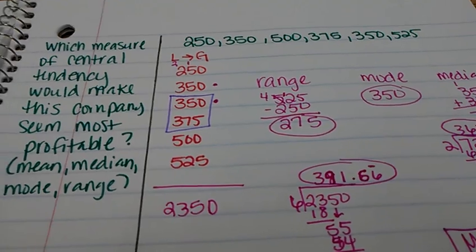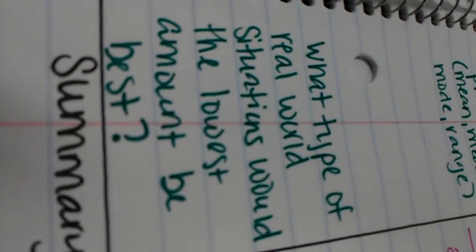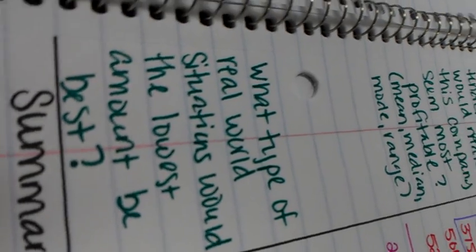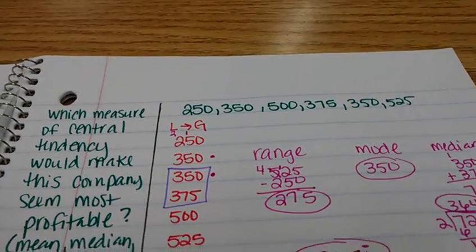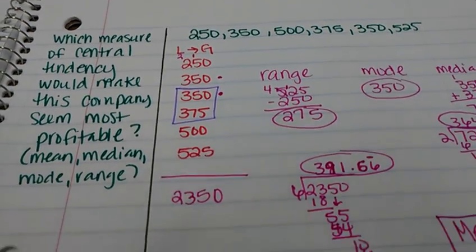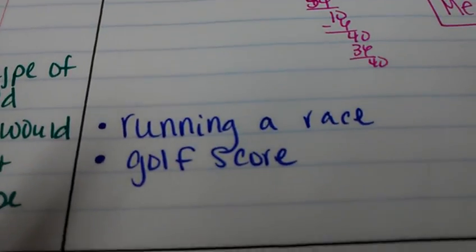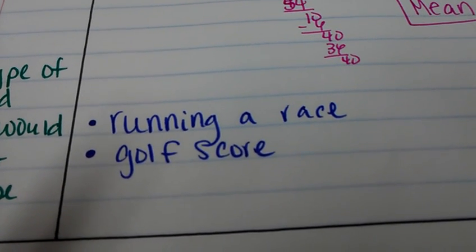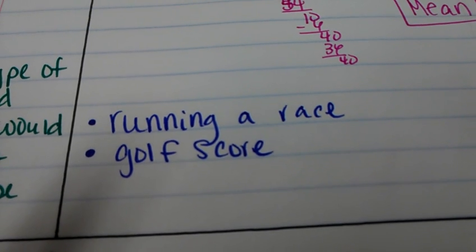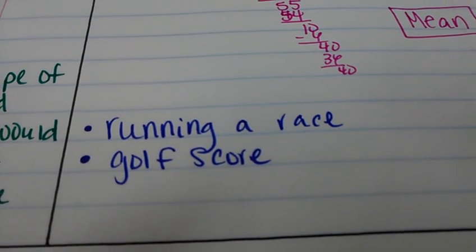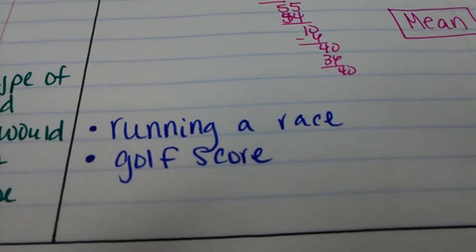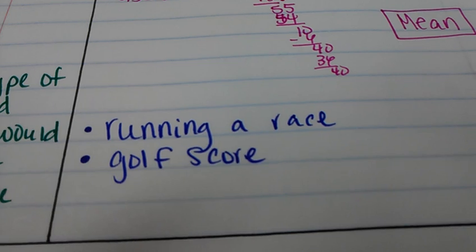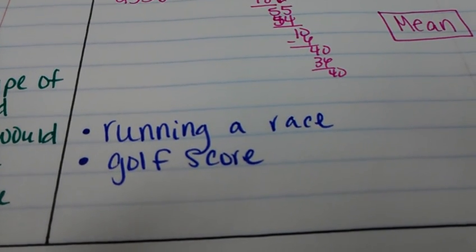But what type of real-world situation would the lowest amount be the best? Sometimes the highest isn't always the best. Sometimes lower is best. A couple of scenarios where you would actually want the lowest amount is if you're trying to see who ran the best race. Well, if you're running a race, don't you want the least amount of time? Or if any of you have ever played golf, the smallest score is actually the best score because you took fewer swings at the golf ball. So the best is actually the lowest amount.